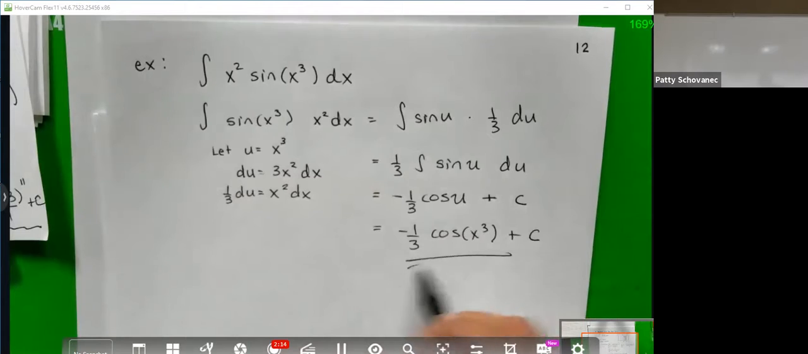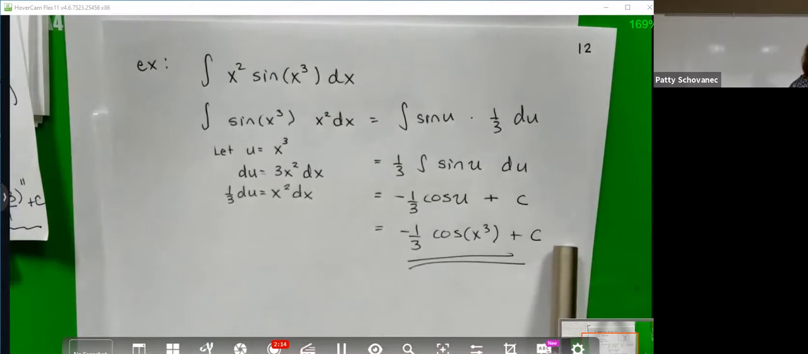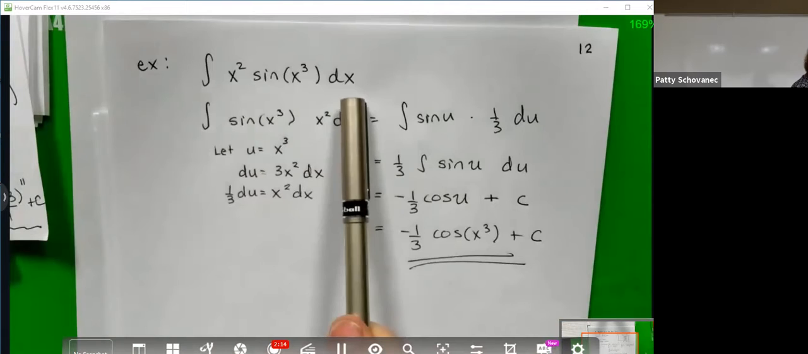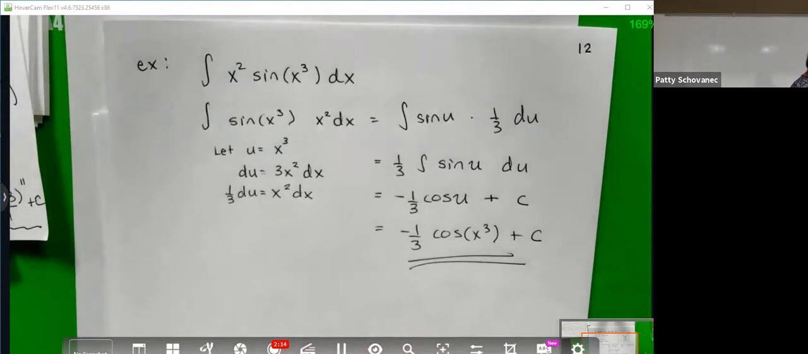And then always do a mental check. If I take the derivative of this expression here, am I going to get all of this? Well, the derivative of a cosine of x cubed gives me minus the sine of x cubed times the derivative of x cubed. And the derivative of x cubed is 3x squared. Multiply that by the negative 1/3. It takes care of the 3 and the minus sign. And sure enough, I have the same thing down. Okay?